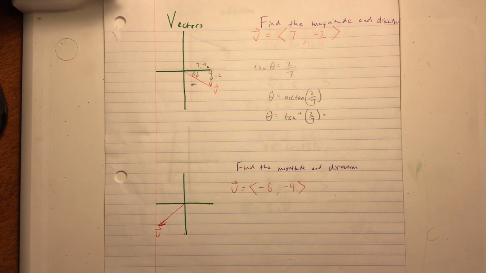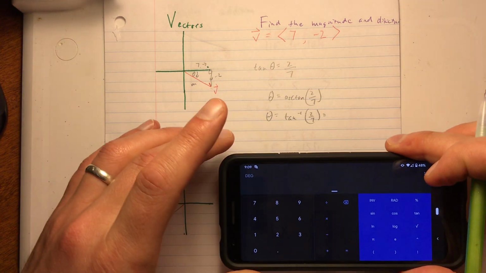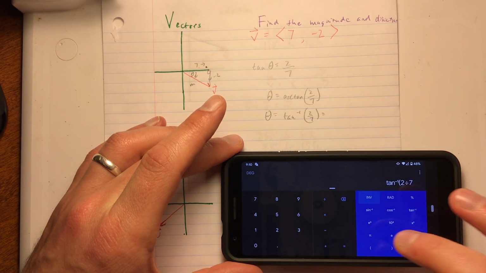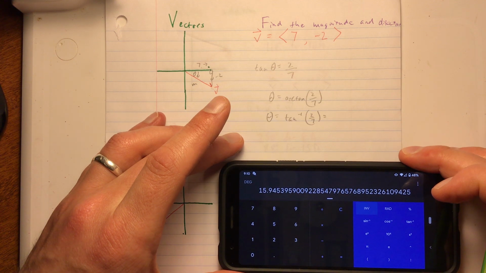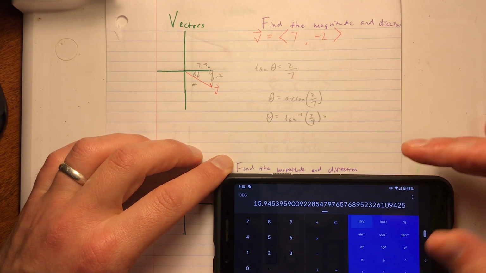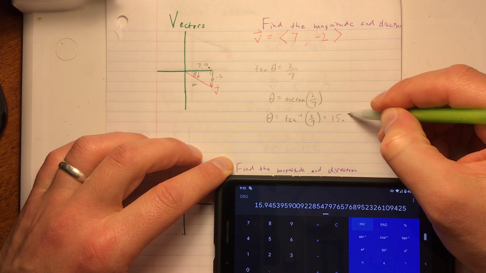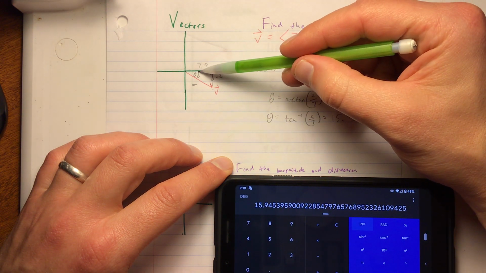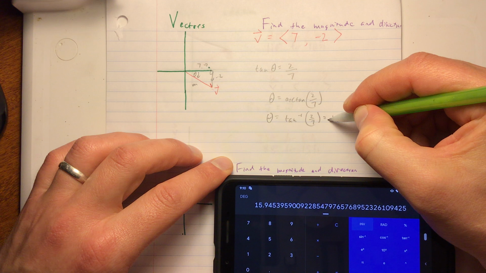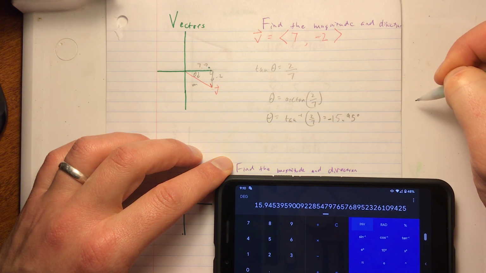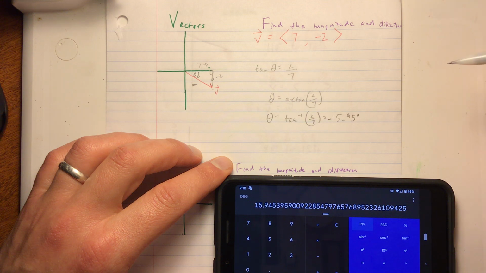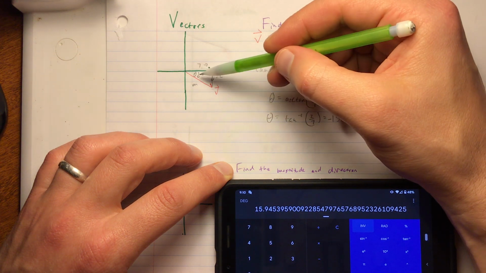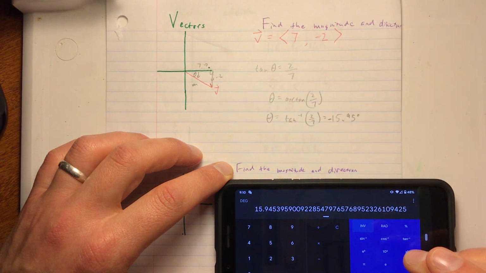And let's see what that comes out as. Arctangent of 2/7. And we get 15.945 degrees. We'll just round it to 15.95 degrees. Now you might be saying, Mr. Kuhne, it's going down though, and you are correct. We should make this negative because it's going down. Now, if you don't like negative degrees, those bother you, all you got to do is add 360 to it.